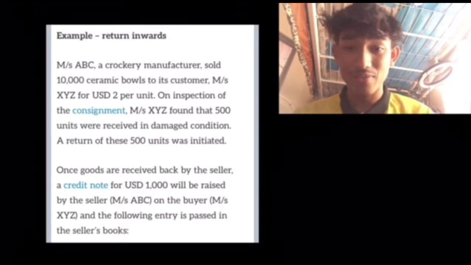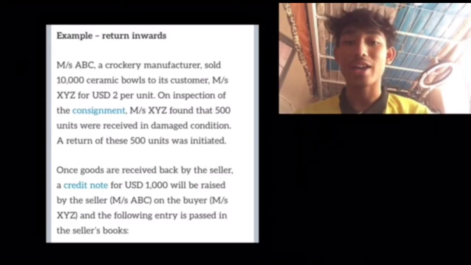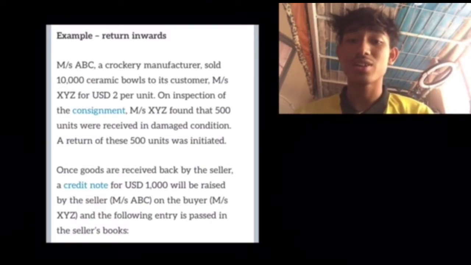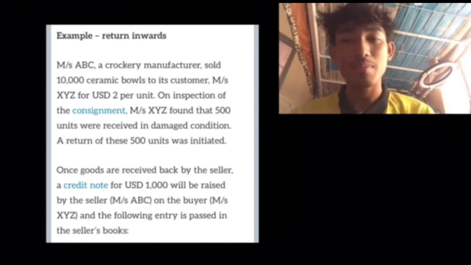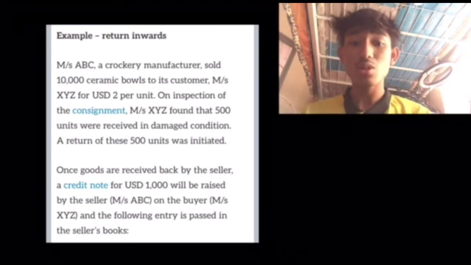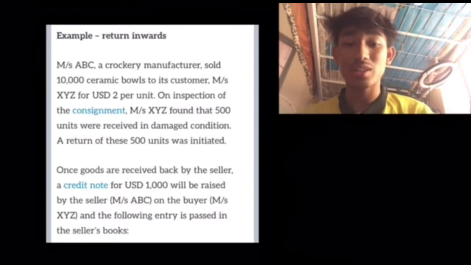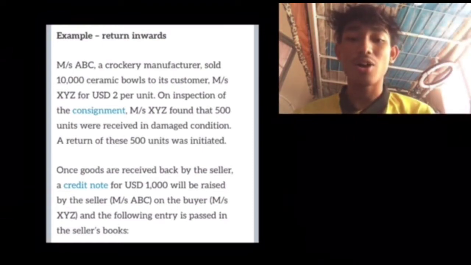ABC, a crockery manufacturer, sold 10,000 ceramic bowls to its customer, XYZ, for USD 2 per unit. On inspection of the consignment, XYZ found that 500 units were received in damaged condition. A return of these 500 units was initiated. Once the goods are received back by the seller, a credit note for USD 1,000 will be raised by the seller, meaning ABC, on the buyer, XYZ, and the following entry is passed in the seller's books.